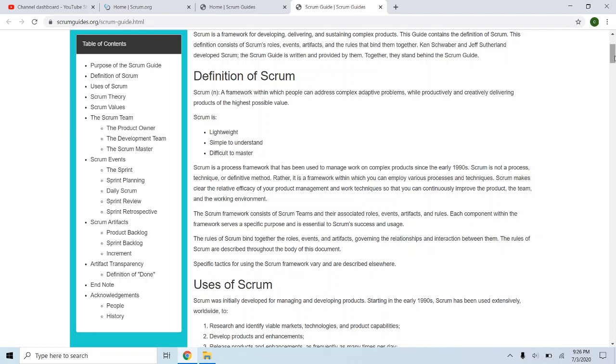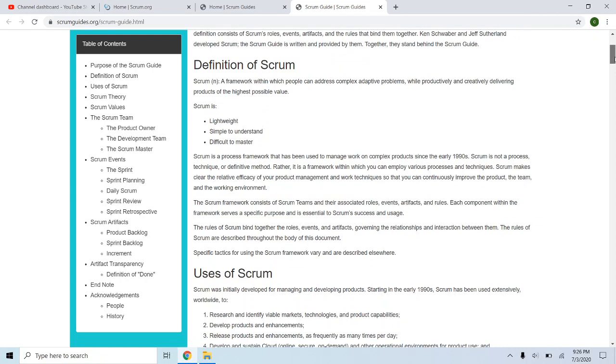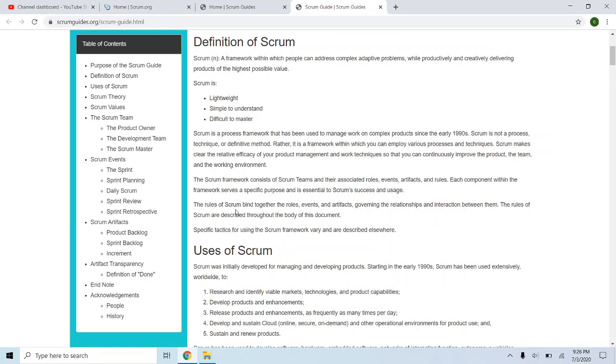The idea with Scrum is providing products in increments much quicker. So overall, you're providing that incremental and more sustainable progress, so that if there are changes that need to be made, they can be made very, very quickly. And you can adapt to the process. So with Scrum, you see a process framework that has been used to manage complex products since the early 1990s. It's not a process technique or definitive method. It's a framework that you can employ various processes and techniques.